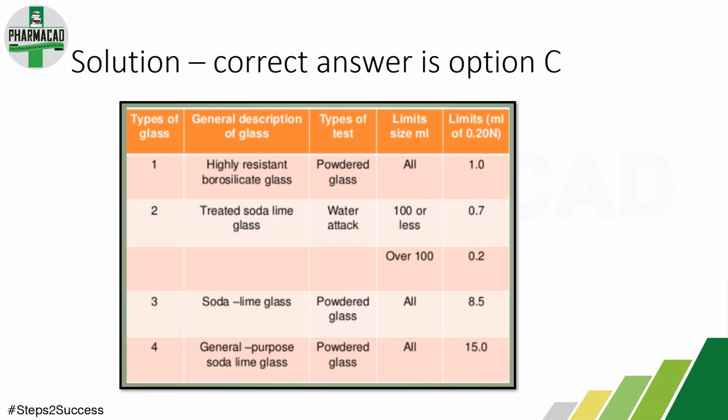upon the size, whether it is over 100 or not. For type 3 the limit is 8.5 ml. If it goes above that, it means there is too much alkali in the glass and the glass should be discarded. For type 4 the limit is 15 ml. So these charts are very helpful for revision, and this question can be asked in GPAT and NIPER.